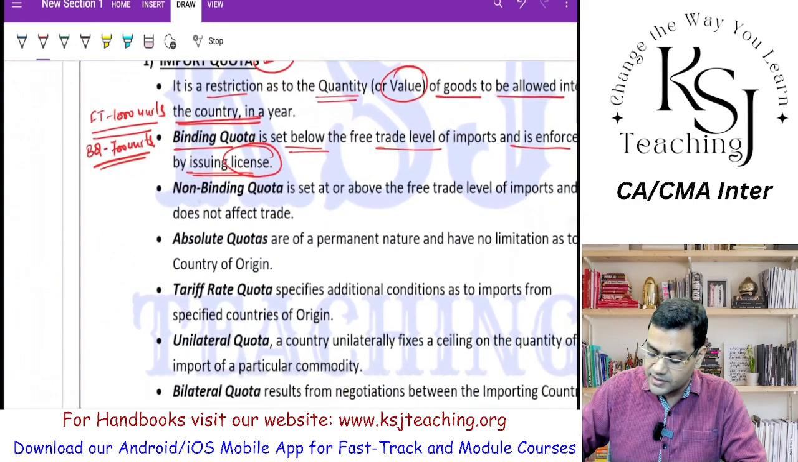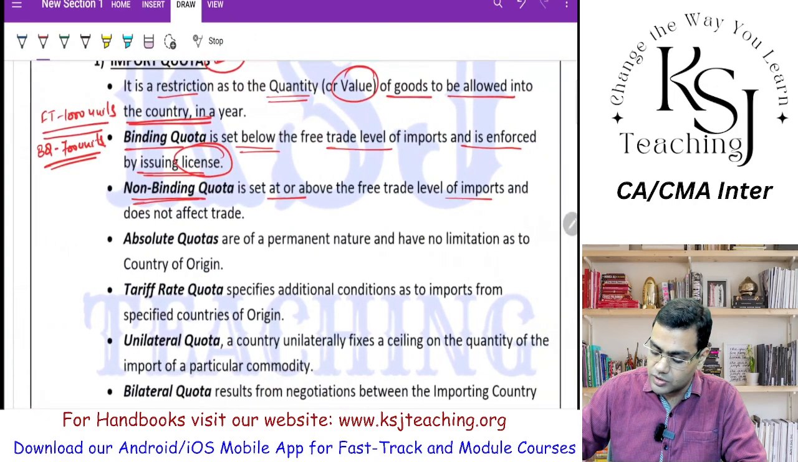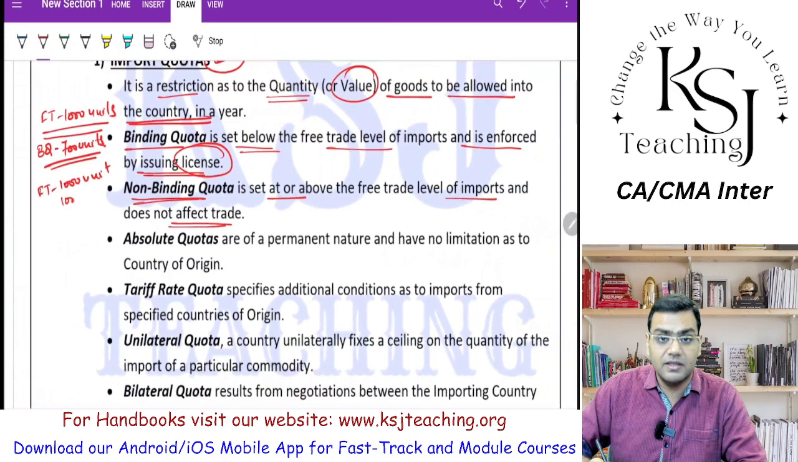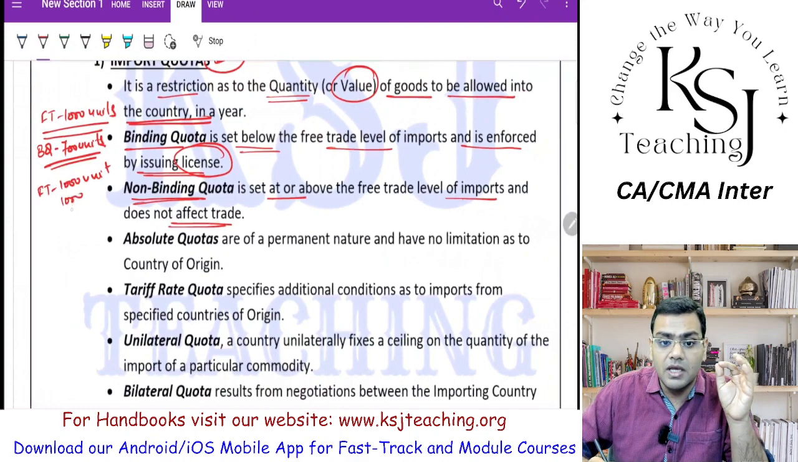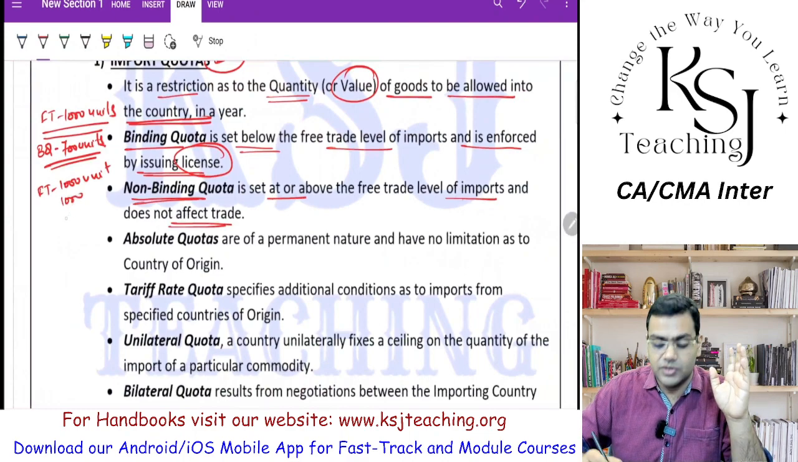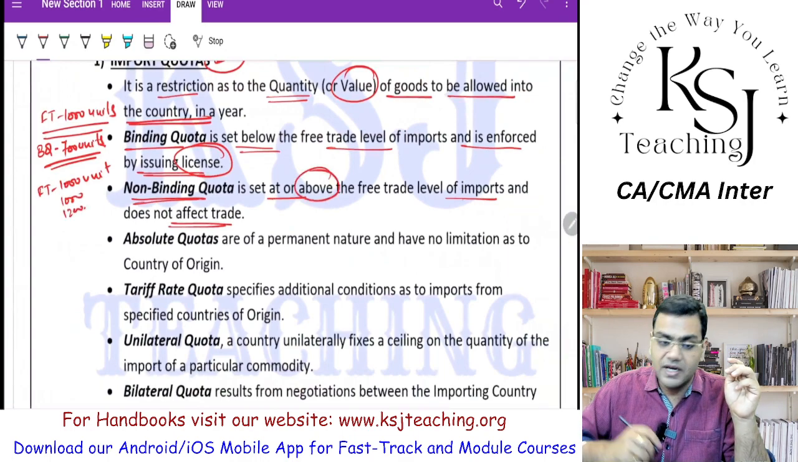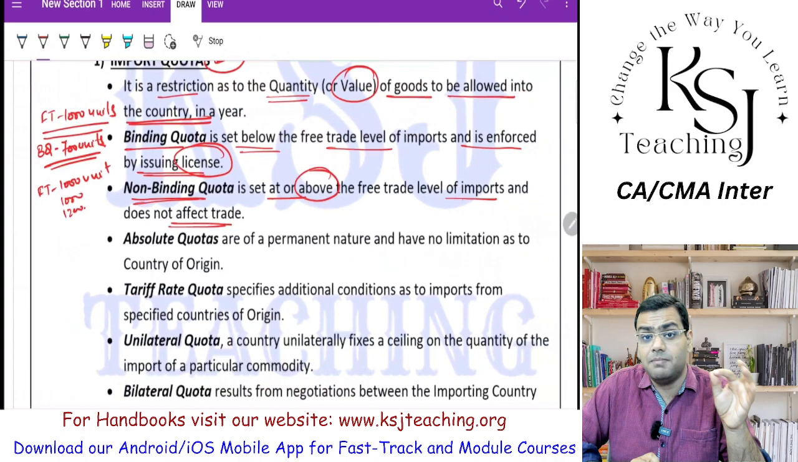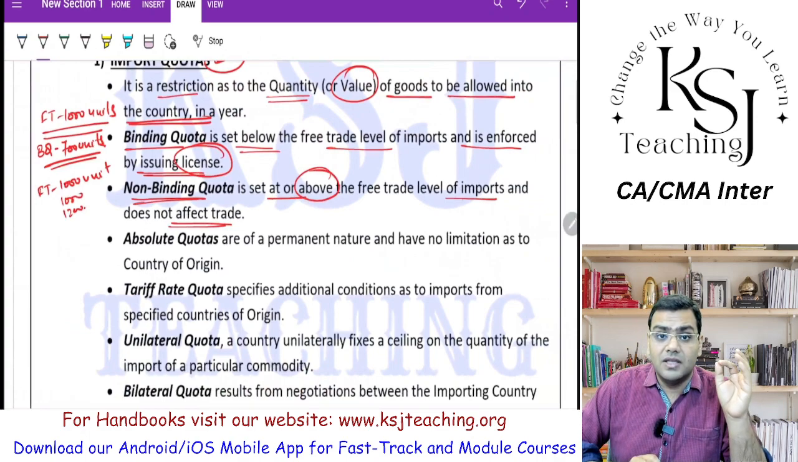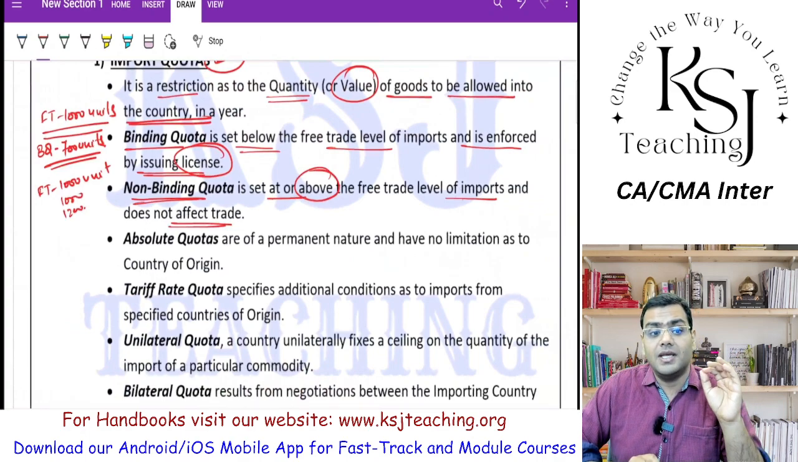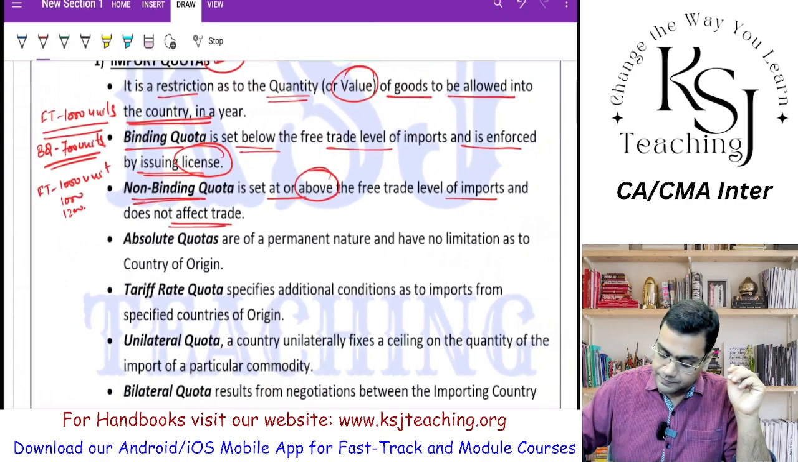Now after that, it is the non-binding quota, which is set at or above the free trade level of imports and does not affect the trade. So if the free trade level is 1000 units, the non-binding quota will be set at 1000 units, that you cannot import more than 1000 units, or it can be 1200 units also, it can be above the free trade level also, but there will be a binding that you cannot import more than that, right?